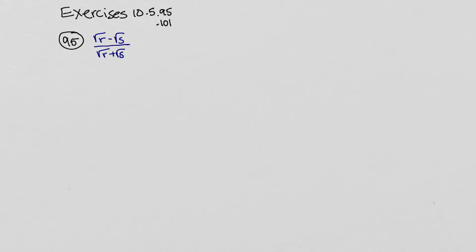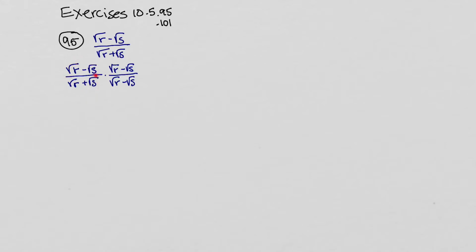So let's write this. We're going to get the square root of r minus the square root of s over square root of r plus square root of s times the conjugate of that bottom, right? We're multiplying by 1. Square root of r minus square root of s, square root of r minus square root of s. Let's just stop and think about what we're doing.